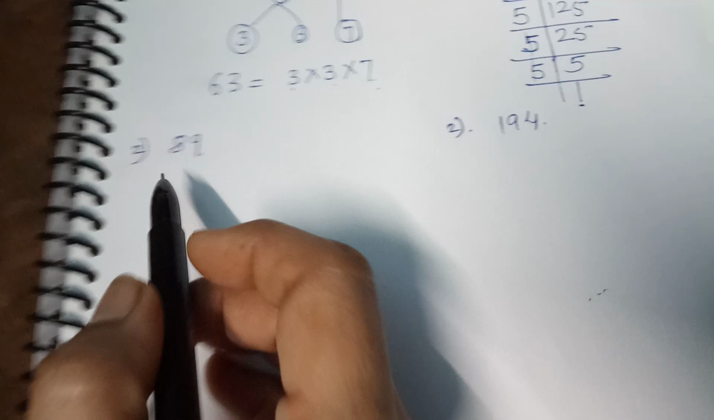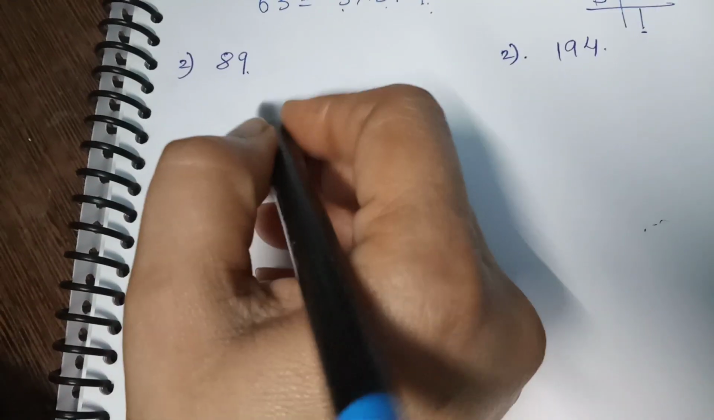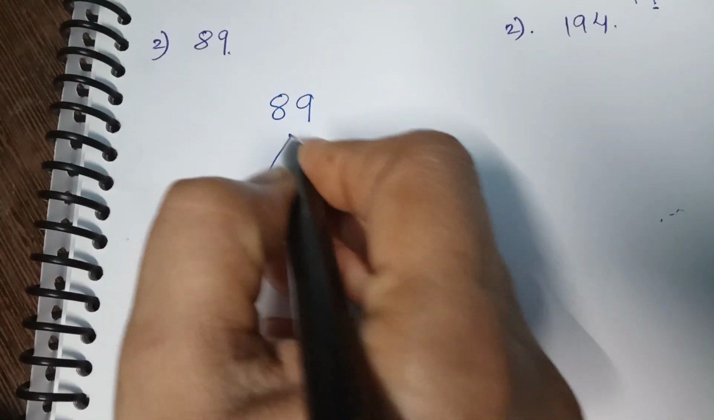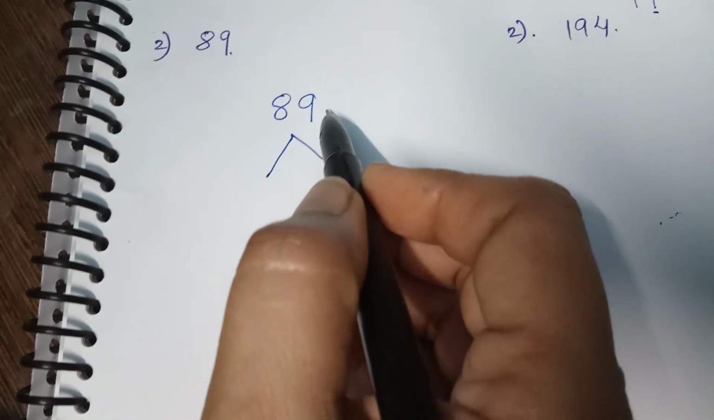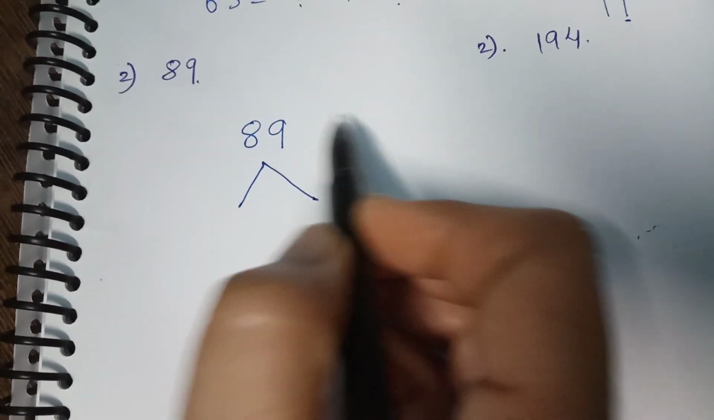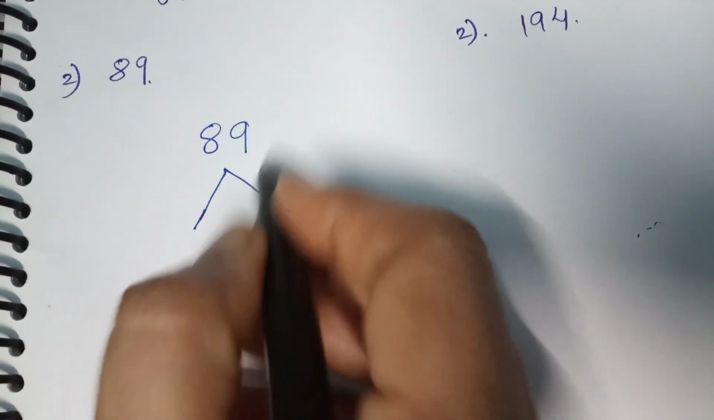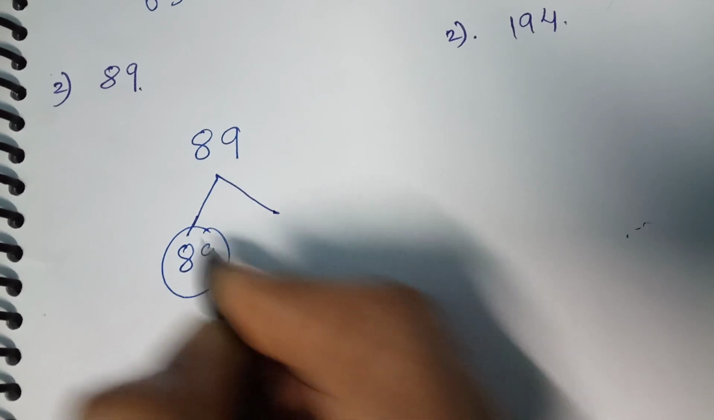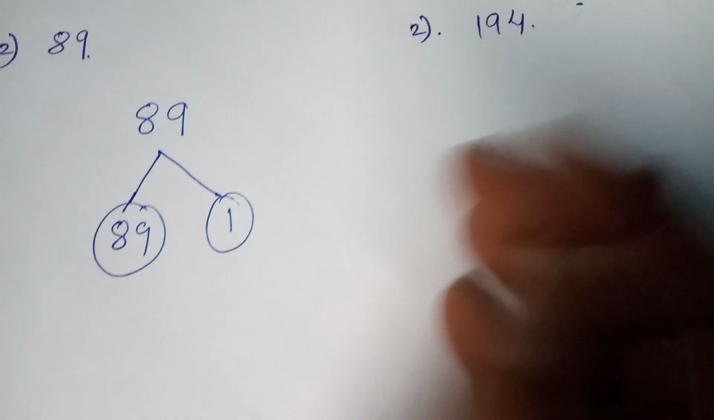Now one more example for both of the methods. We have to draw a factor tree for 89. Children, 89 is itself a prime number. It is not divisible by 2, 3, 4, 5, 6, 7, 8, 9, 13, 17, and moving further, it is a prime number. So we can write 89 as 1 times 89. This is the factor tree for 89.